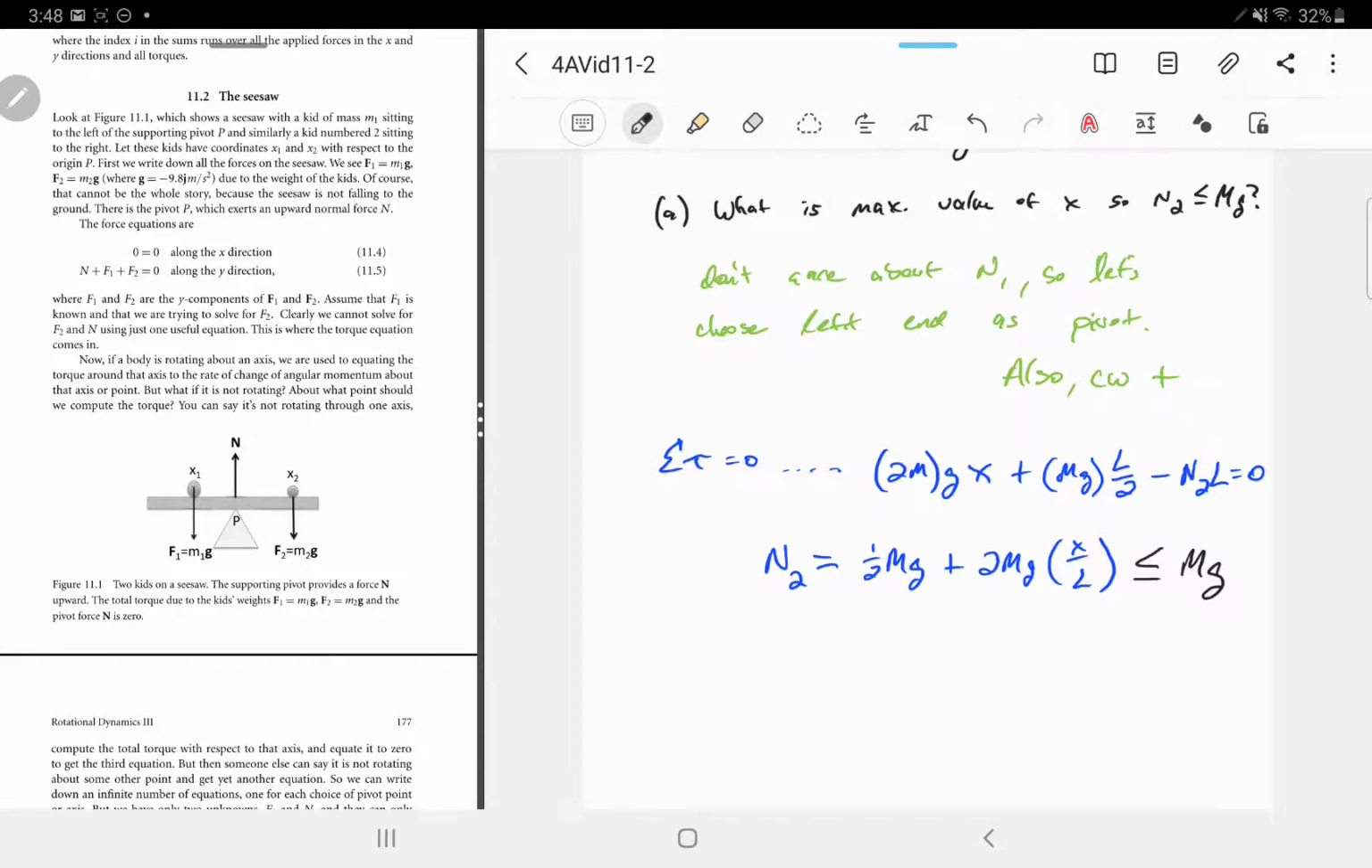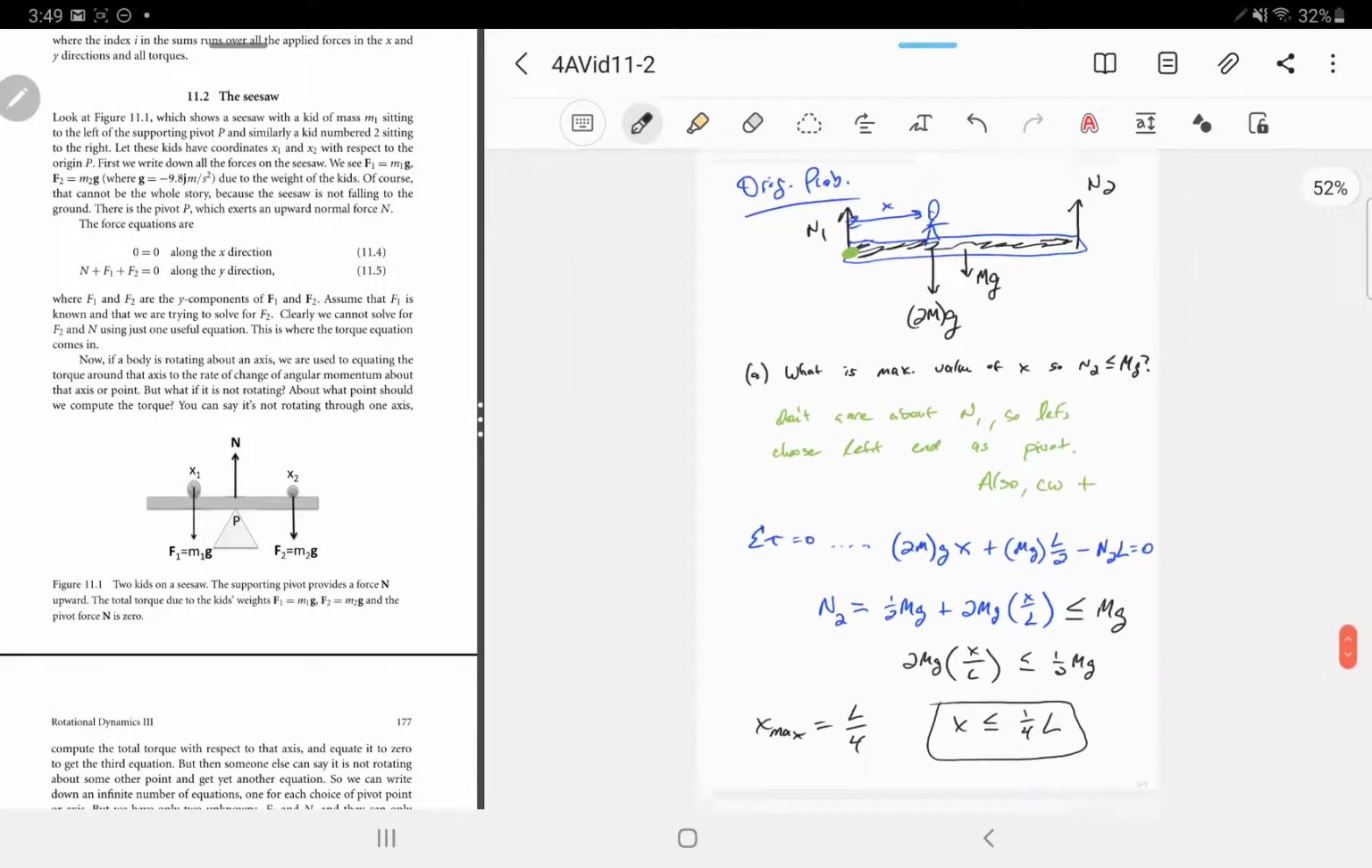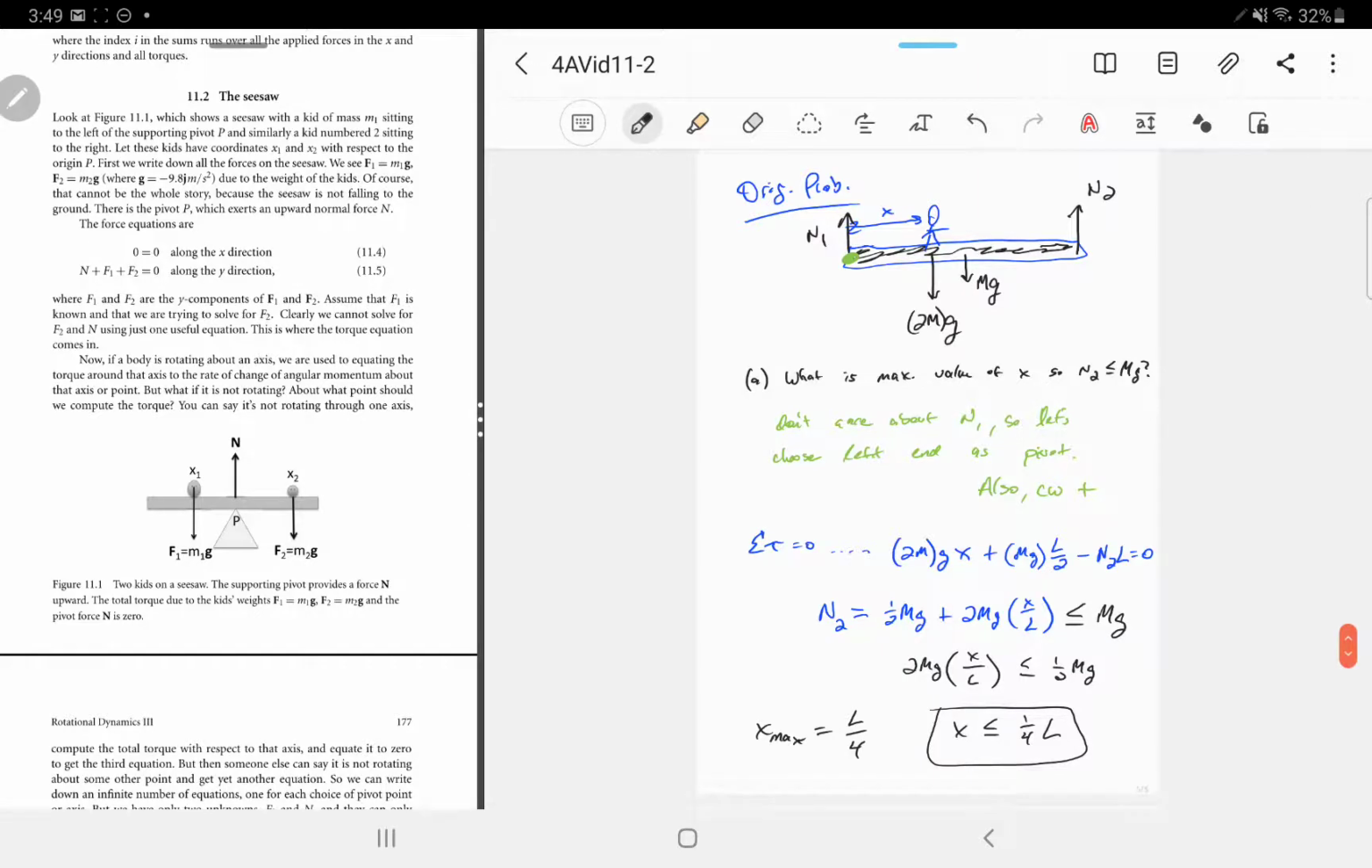All right, so we're going to subtract 1/2 mg from both sides. 2mg x over L is less than or equal to 1/2 mg. And then divide both sides by mg, divide both sides by 2. Looks like x is less than or equal to 1/4 L. So in other words, the maximum x coordinate that Julia can have, so that the normal force N2 doesn't exceed mg, is L/4.